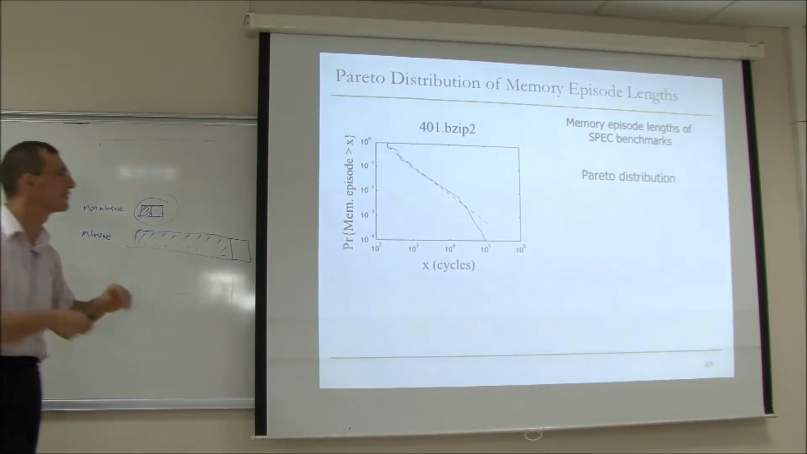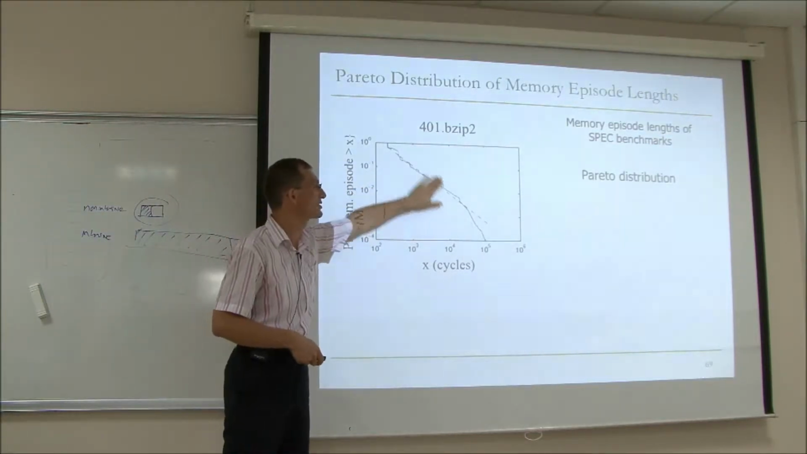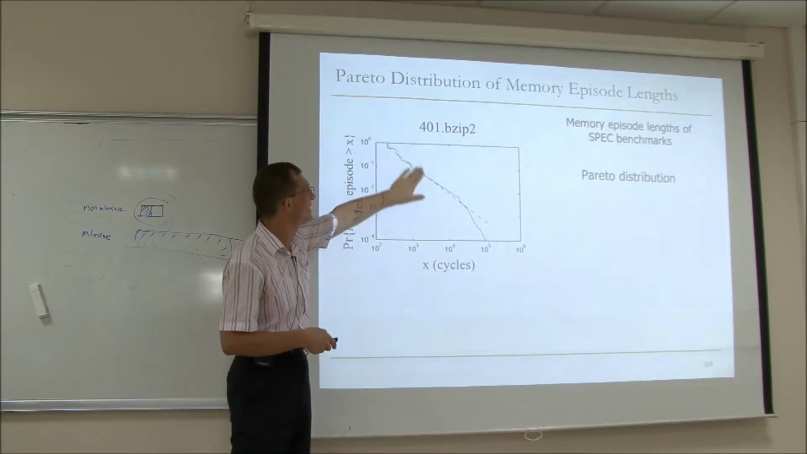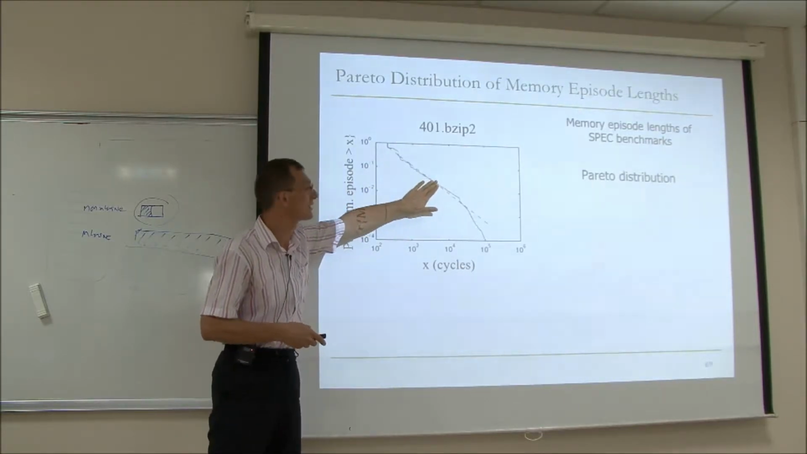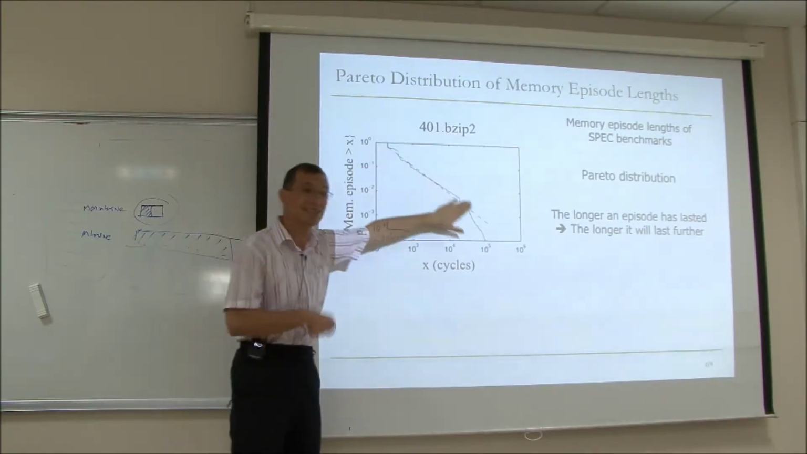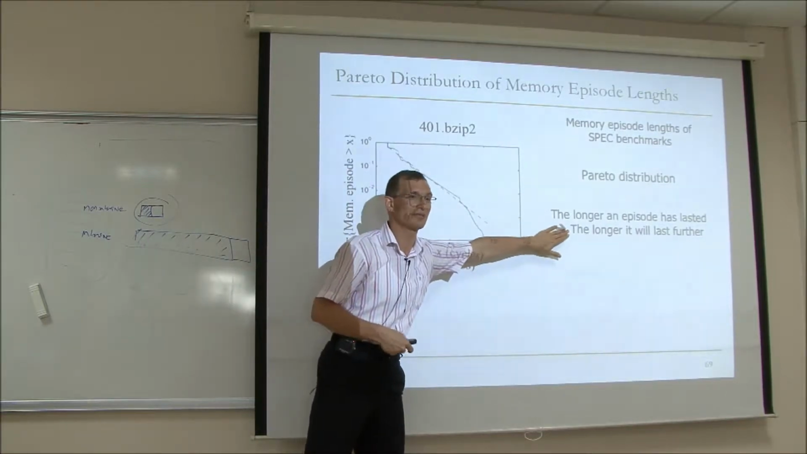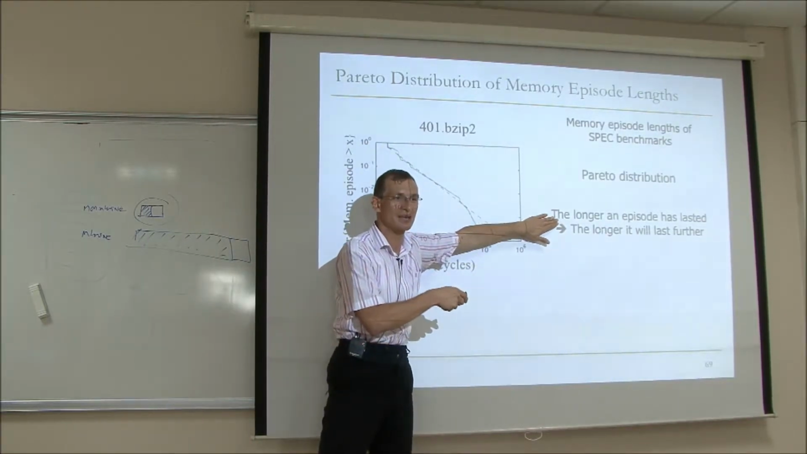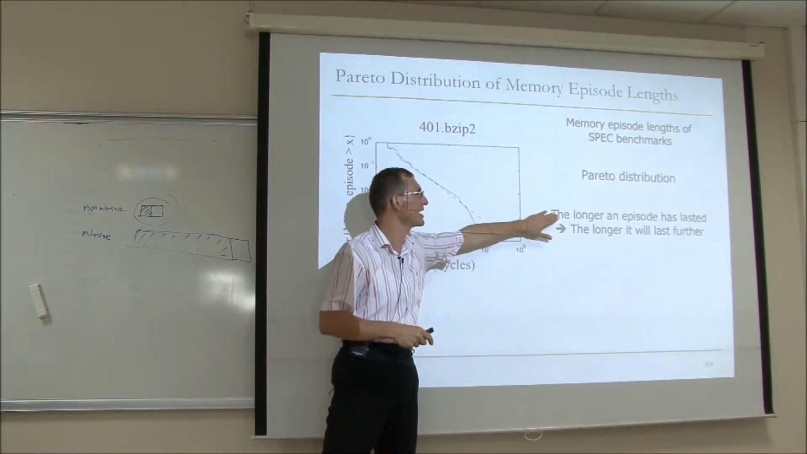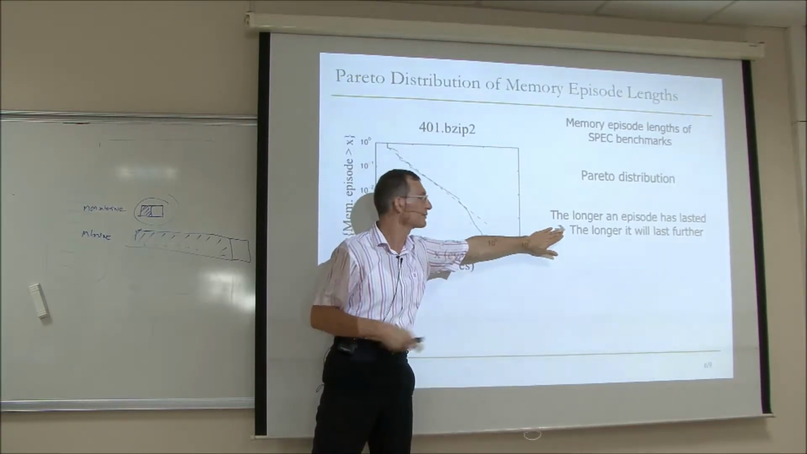And this shows you that this is a Pareto distribution, which means that the longer an episode has lasted, the longer it will last further, which means that the attained service at that point in time, or how long a thread has remained over there, is correlated with how long a thread will remain there.